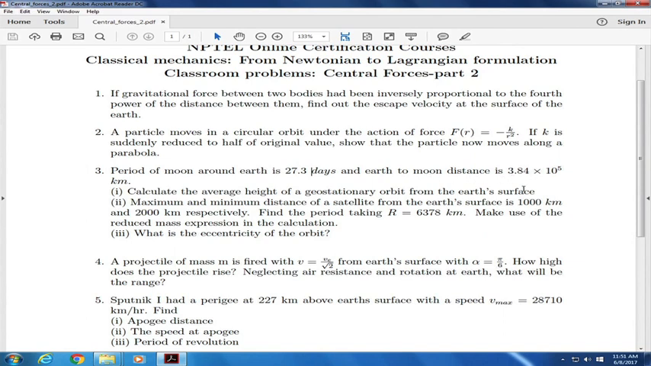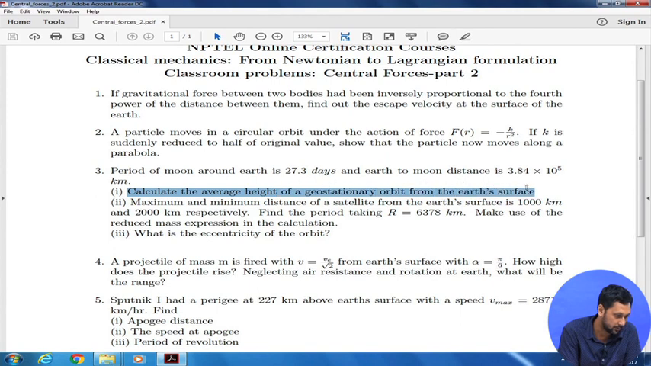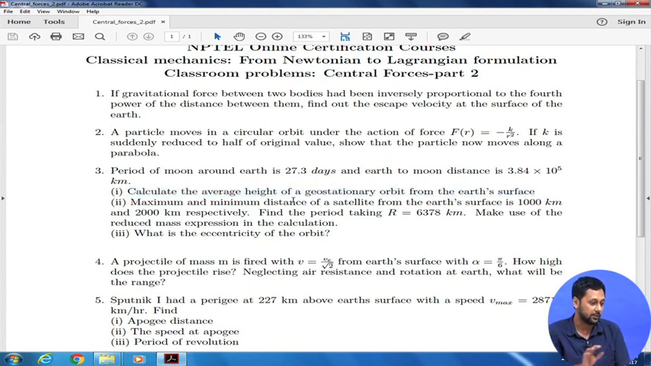Okay. So, problem number 3: the period of the moon around the earth is 27.3 days, and the earth to moon distance is 3.84 into 10 to the power 5 kilometers. There are 3 parts to this problem. For this class we have maybe only 2 minutes left, so we will focus only on the first part: calculate the average height of a geostationary orbit from Earth's surface. Now, this is an application of Kepler's law.